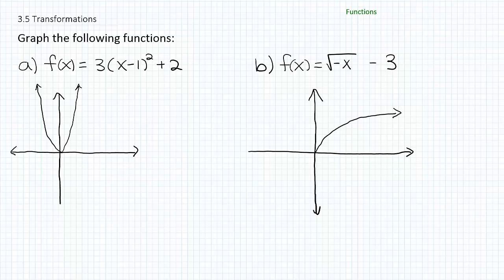Graph the following functions. f(x) = 3(x − 1)² + 2. So for example A, I've gone ahead and drawn the traditional parabola on our grid. That is not the graph that we're going to ultimately end up with here, but I wanted to show the original parabola to give us a reference point to work from, because I can tell that this function is basically a quadratic function, right?